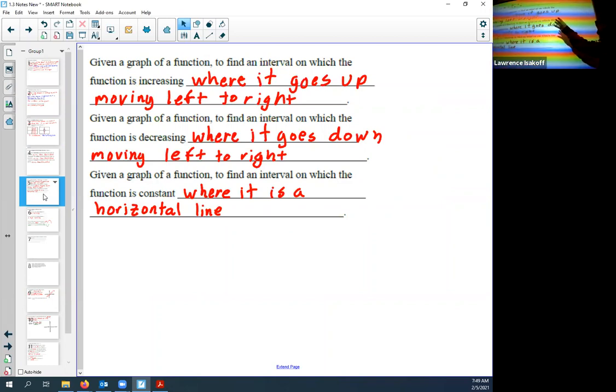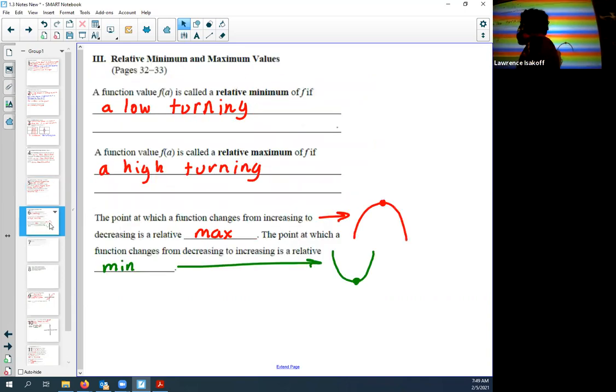So again, that summary here: where it goes up, moving left to right, that's increasing. Where it goes down, moving left to right, it's decreasing. And if it's a horizontal line, that means it is constant. So again, that is just a summary.